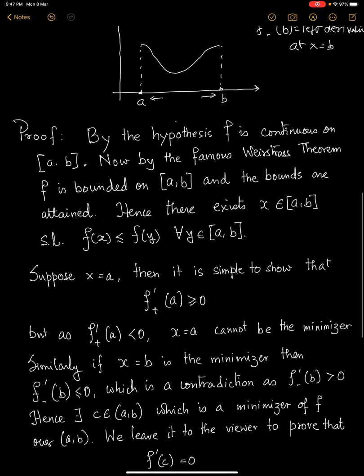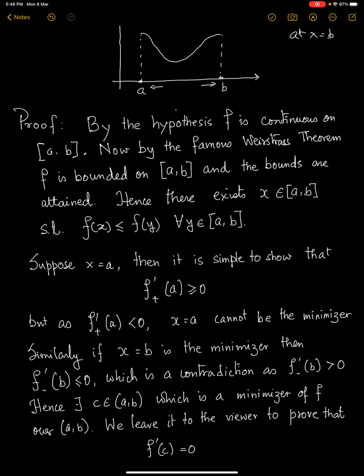Now I do not know where this x lies. Suppose x could be a, x could be b, or x could be something in between. If x is equal to a, then I leave it to the reader, and it's very simple to show that the right derivative at a must be greater than or equal to 0. The right derivative at a is simply this, if you forget. Here h has to be positive because you can move only on the right side.